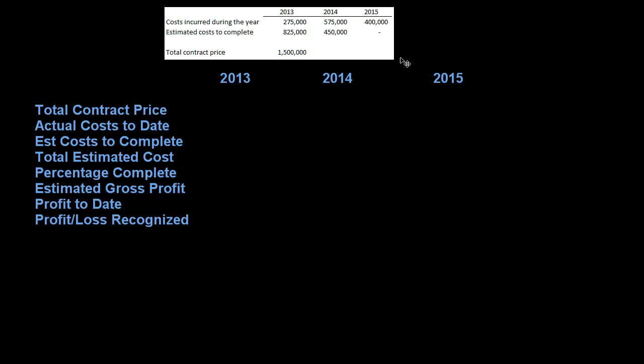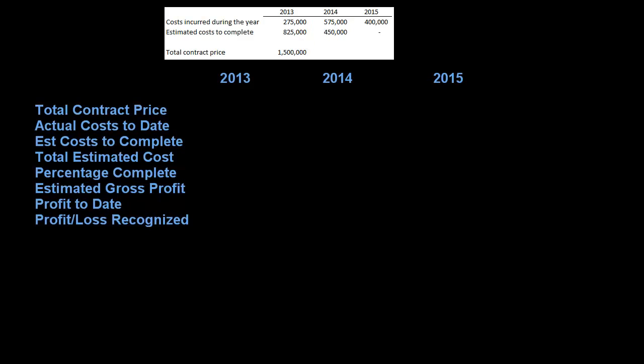So we have a contract here. The total contract price is $1.5 million. This contract spans 2013, 2014, 2015, so it's a 3-year contract. We have the costs that are incurred each year and the estimated cost to complete the job. It's very important that you not only have the costs that were incurred, but how much you think it's going to cost to finish the contract.